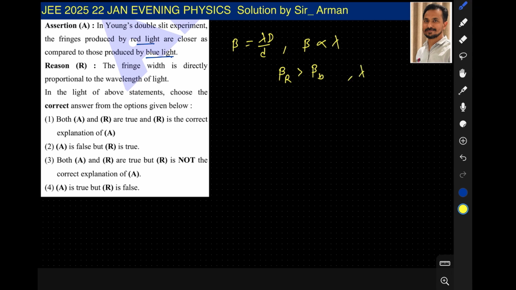Why? Because the wavelength of red is greater than the wavelength of blue, because the fringe width is directly proportional to lambda. Now here what is given in the statement? It is given that the fringes produced by red light are closer. It means statement 1 is wrong. So now let us try to verify the second statement. The fringe width is directly proportional to the wavelength of the light. Yes, so the second statement is correct. So here option 2 is correct, that is A is false and R is true.